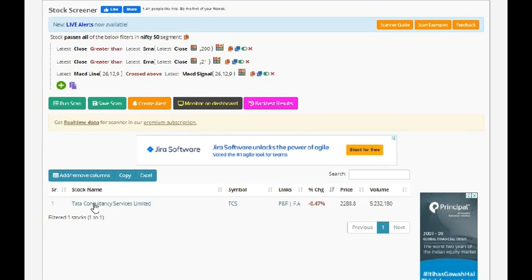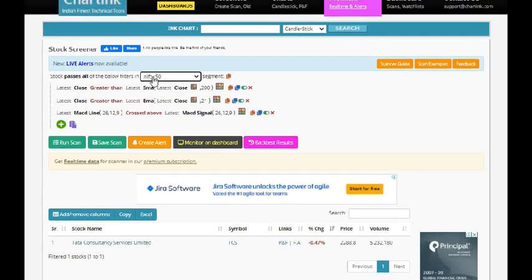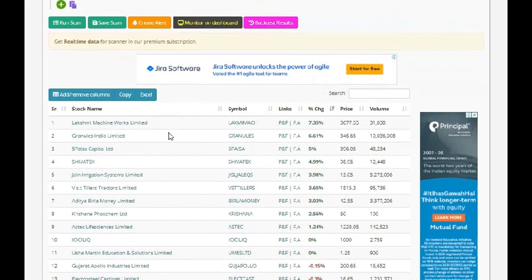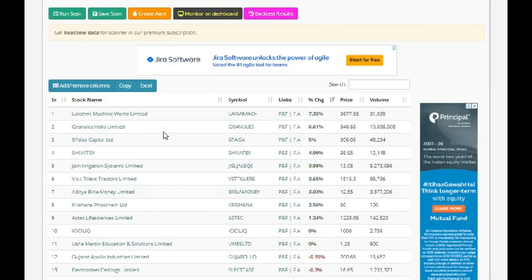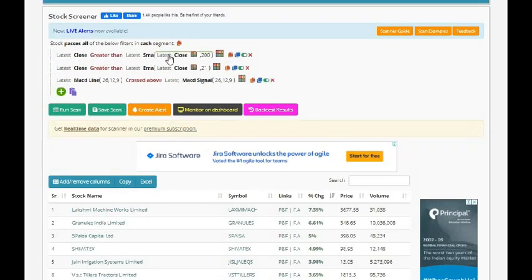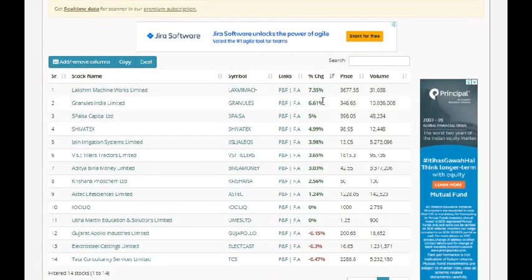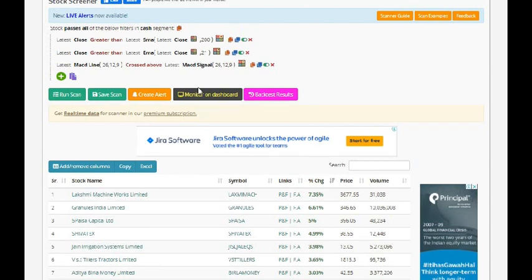So in this scan I'm getting only one stock here, which is Tata Consultancy. Now if we change the segment from Nifty 50 to cash segment, we will find more. We have about 14 stocks that are coming up in the cash segment, which apply to all these three filters. It means it's above the 200-day moving average, and as per our impulse trading system, it is a bullish stock, which means we can directly go and buy this. So this is the second method to select stocks for swing trading.